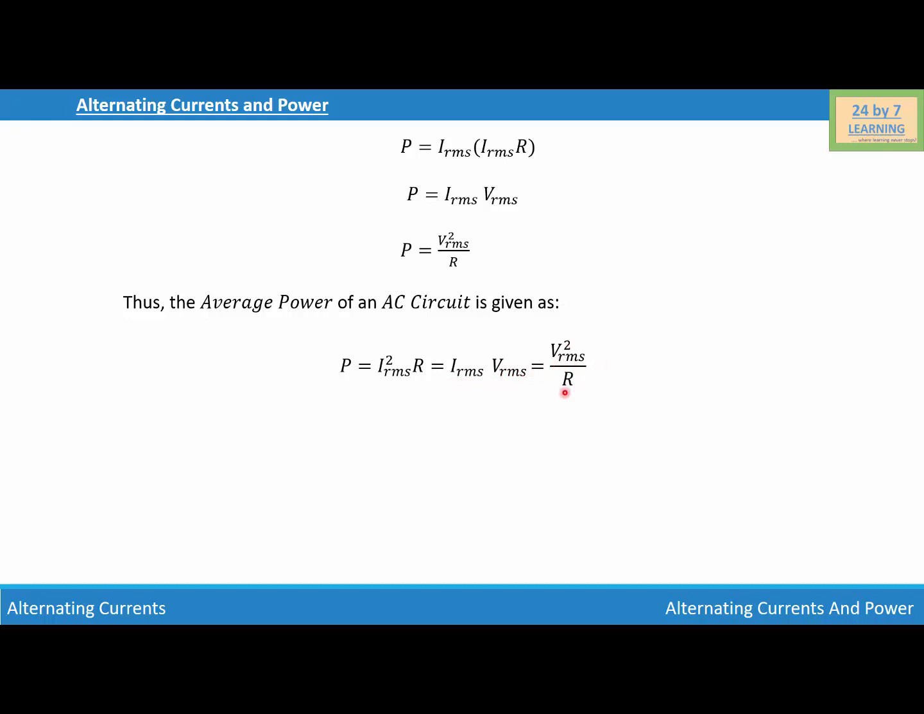So basically we have three equations for power, and depending on what is given in the question, we can use one of these equations to find the remaining quantities that are not given in the question. And this is how we will define alternating currents and power.